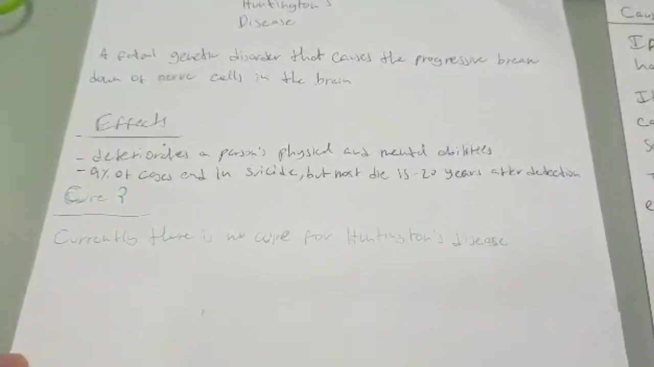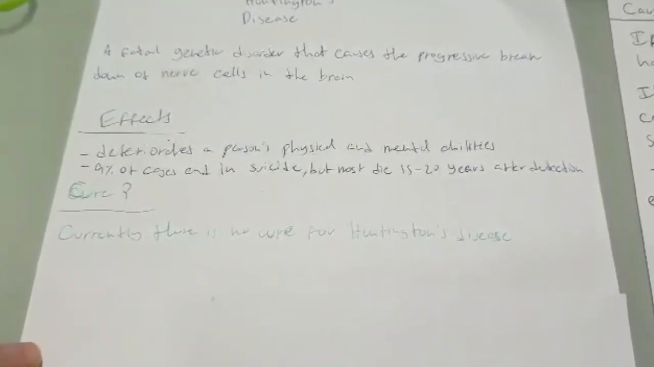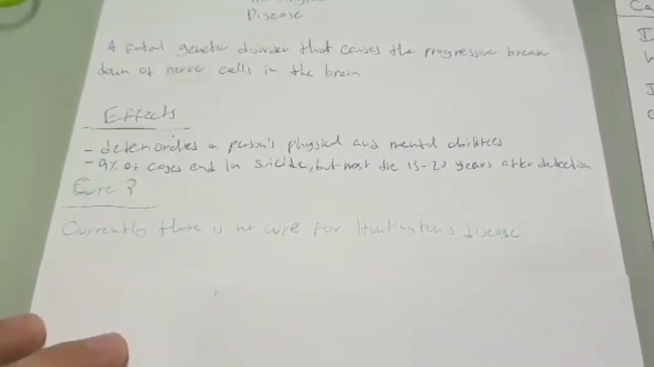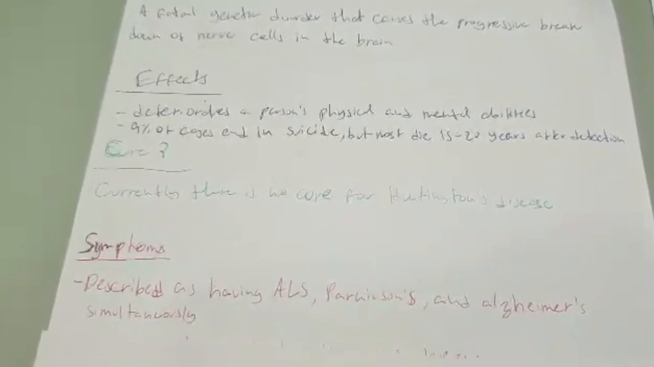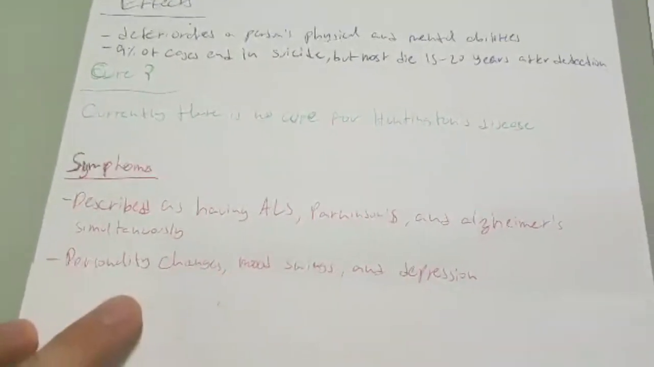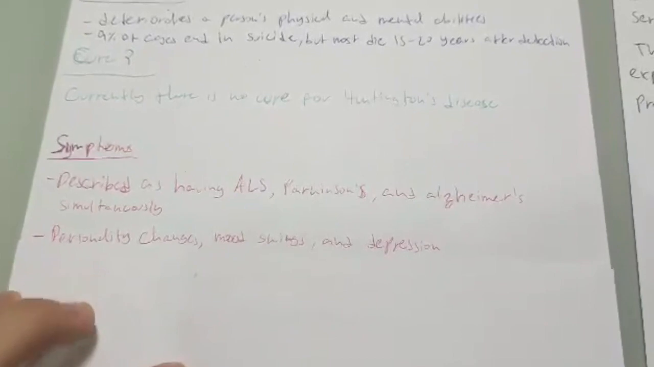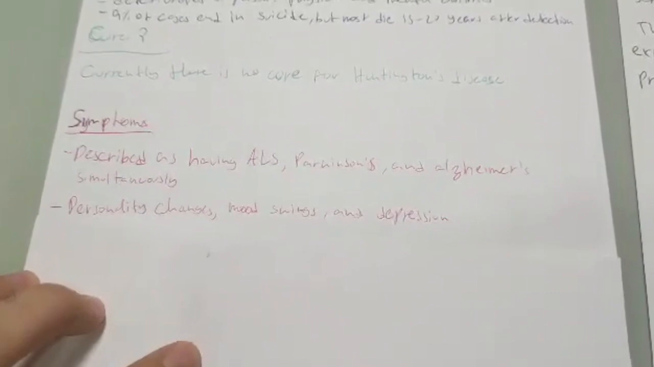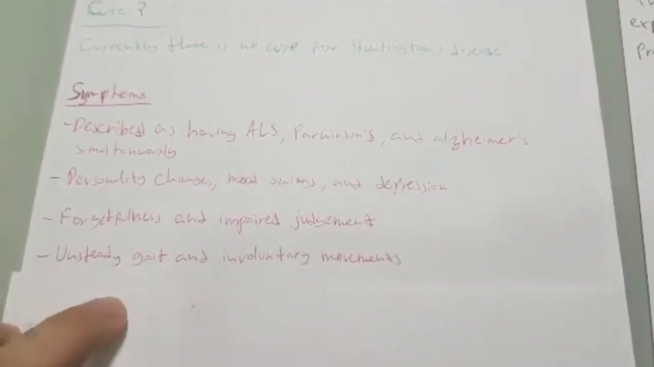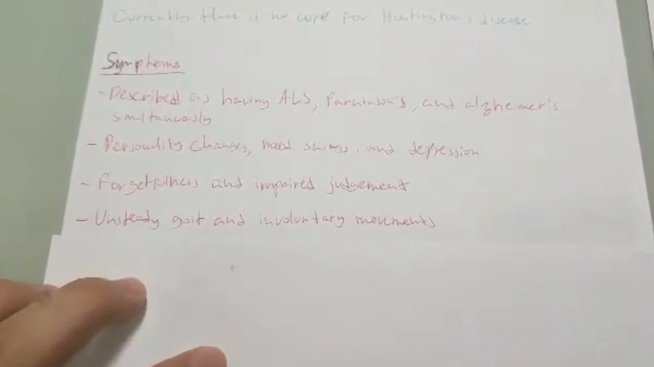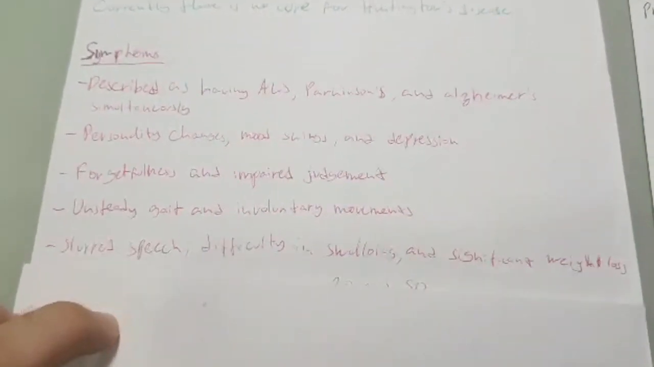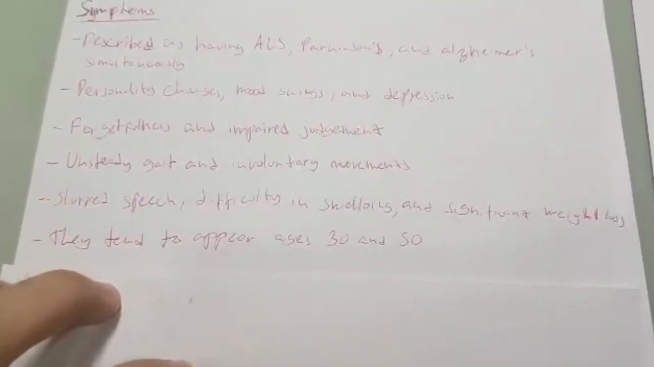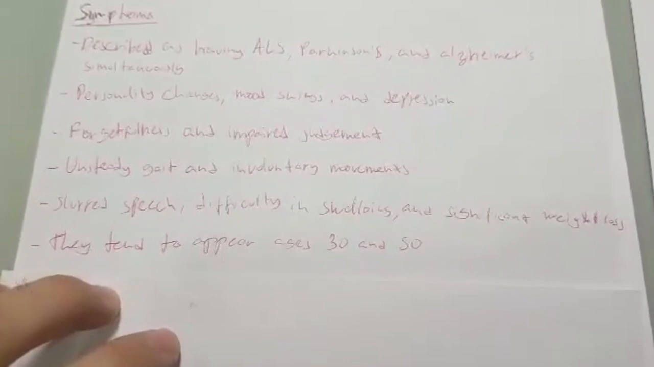Currently, there is no cure. As it says above, it is a fatal genetic disorder, but hopefully soon enough, through technology, we'll be able to find one. Its symptoms at first can be described as like having ALS, Parkinson's, and Alzheimer's disease simultaneously, but more specifically: personality changes, mood swings, depression, forgetfulness, impaired judgment, unsteady gait, involuntary movements, slurred speech, difficulty swallowing, and significant weight loss. It tends to appear between ages 30 and 50.